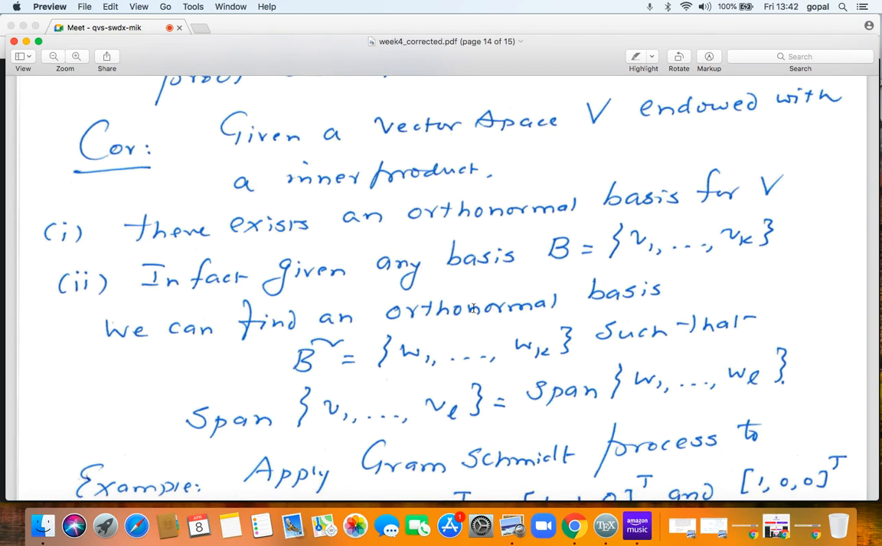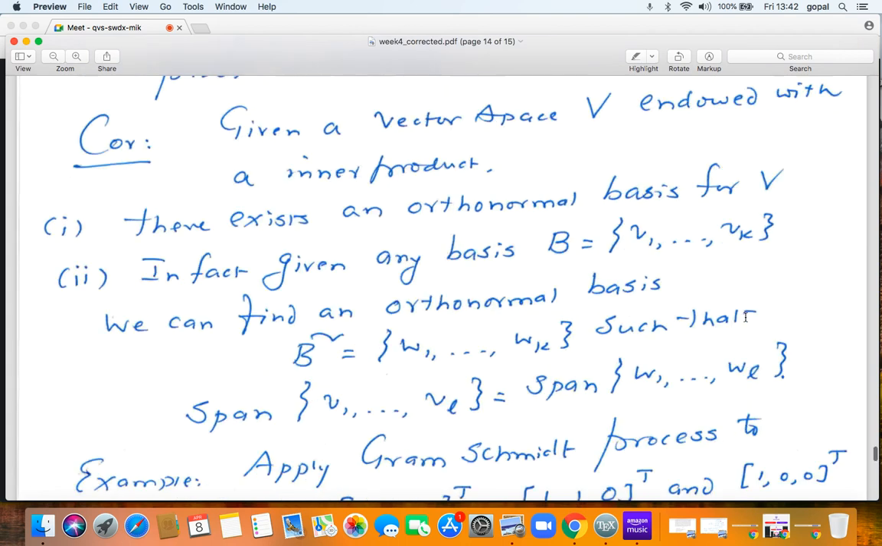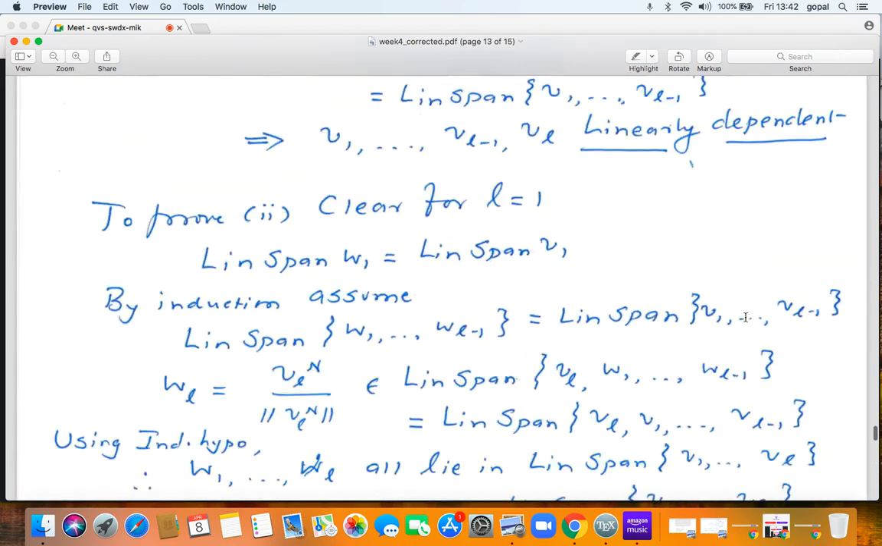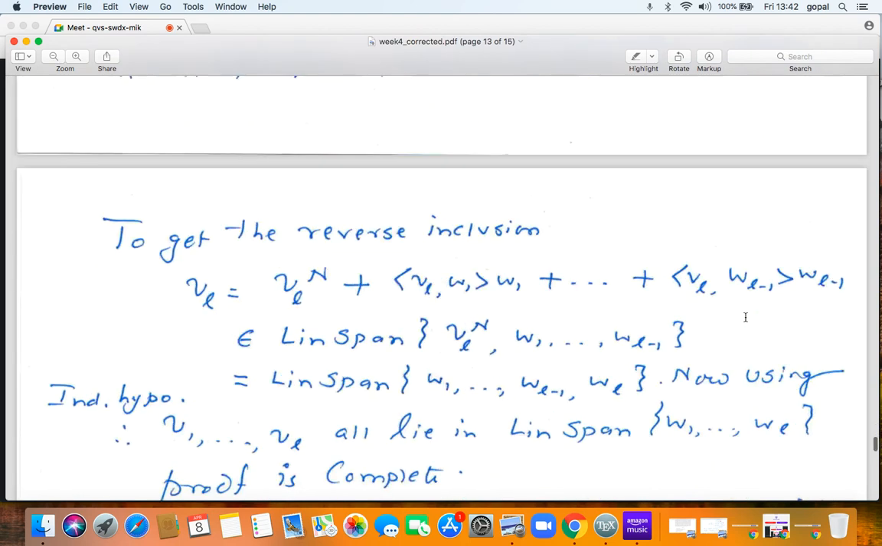In fact, take any basis B consisting of vectors V1, V2, up to Vk. We can find an orthonormal basis W1, W2, up to Wk such that the linear span of V1, V2, up to Vl is the same as the linear span of W1, W2, up to Wl for l equal to 1, 2, 3 up to k. This is called the Gram-Schmidt method, the Gram-Schmidt process.